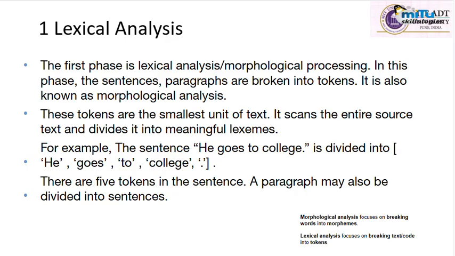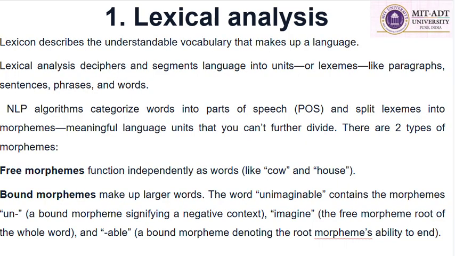For example, "He goes to college." including even the stop word, that is the full stop, it has a total of 1, 2, 3, 4, 5 tokens. So if you give an input paragraph, it will be divided into sentences and then the sentences will be divided into tokens. In NLP, this tokenization is important before the POS tagging.